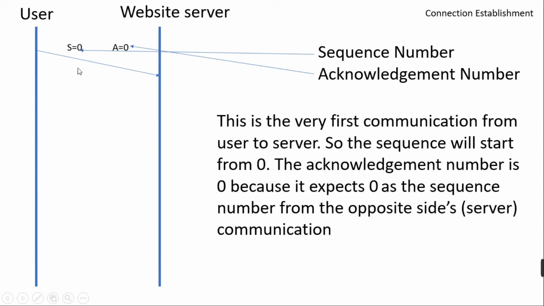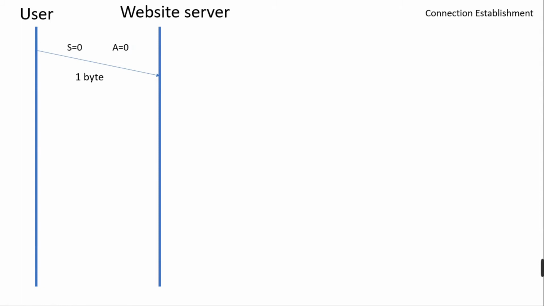Okay, so this is the very first communication. Since this is the very first communication, the sequence number is 0 and the acknowledgement number is indicating 0 here too. So let's check the next step. Another thing is that in this communication only one byte of data is sent. So let's see what happens if one byte of data is sent from user to server.